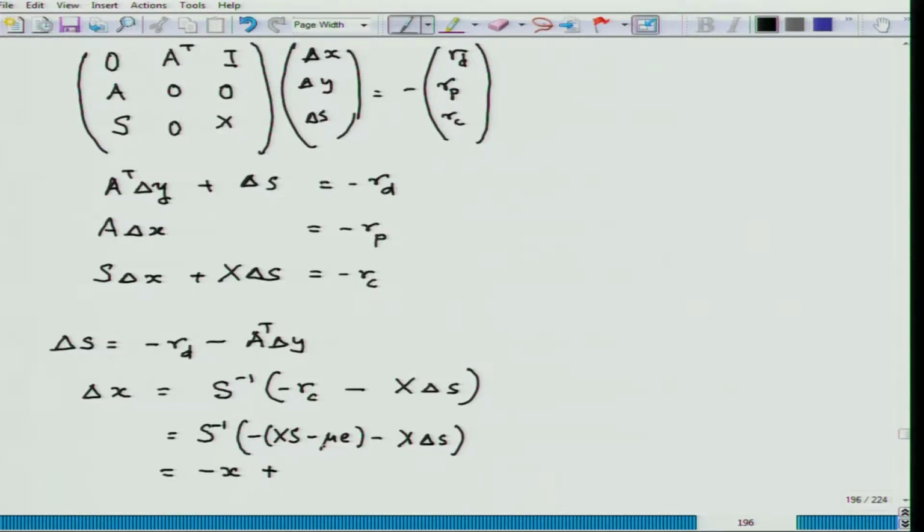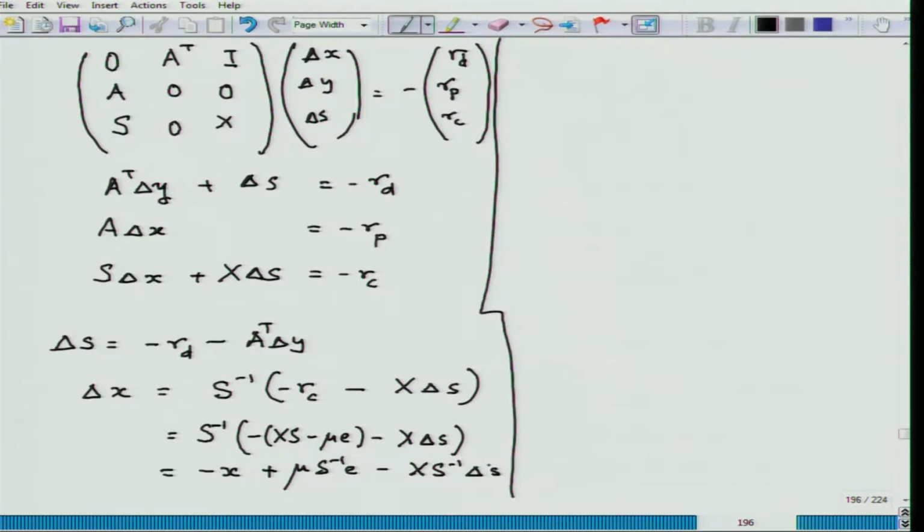S inverse of mu e. It will become mu over S1, mu over S2, mu over S3, or you can just write mu S inverse e minus X S inverse delta s, since X and S commute as diagonal matrices. So, this is the delta x I have got. Now, I will substitute this delta x into this equation, and I will get delta s from there.